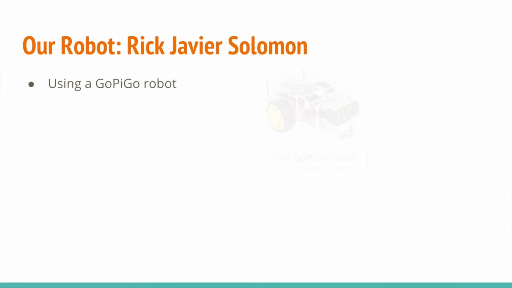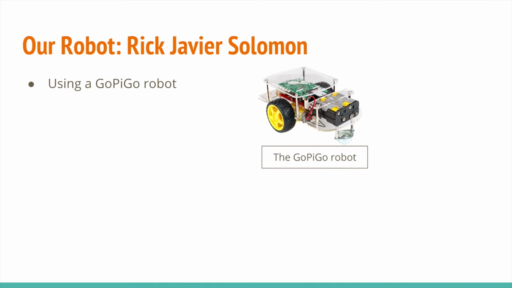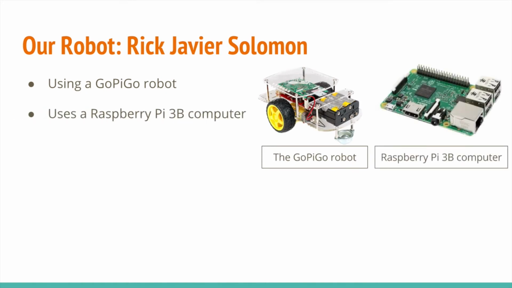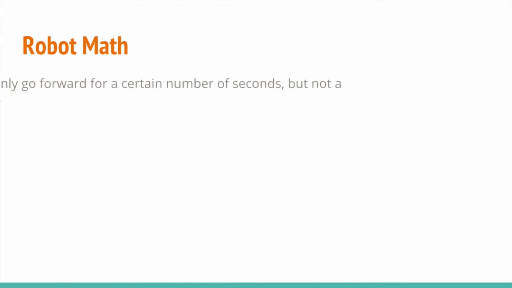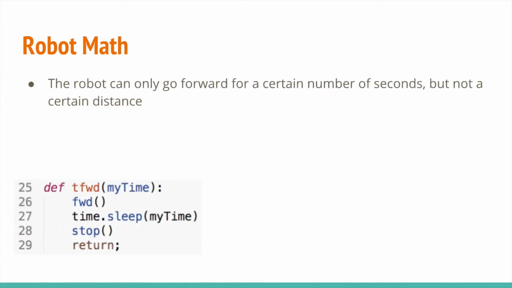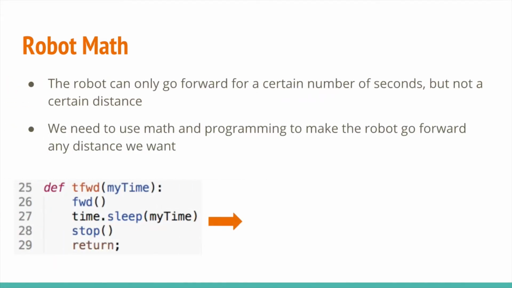Our robot's name is Rick Javier Solomon, and she is a GoPiGo robot. We use a Raspberry Pi 3B computer, and we program her with Python. Sophia and I programmed Ricky to move forward for a certain amount of seconds. Eventually, we want to be able to program a certain distance.